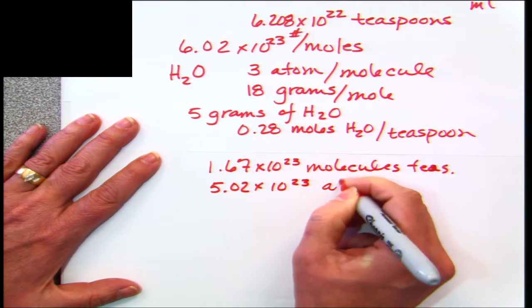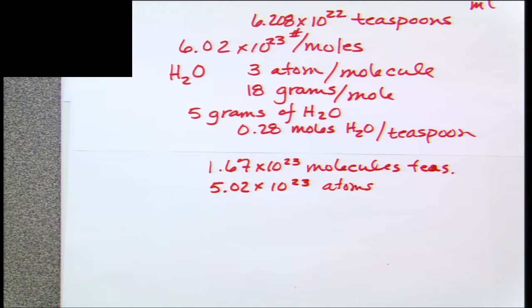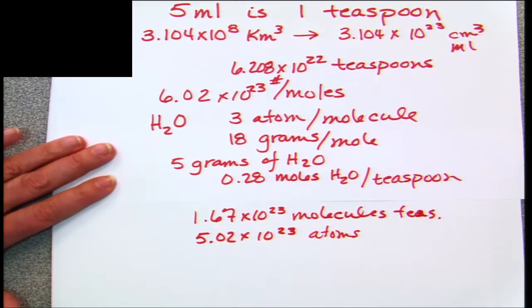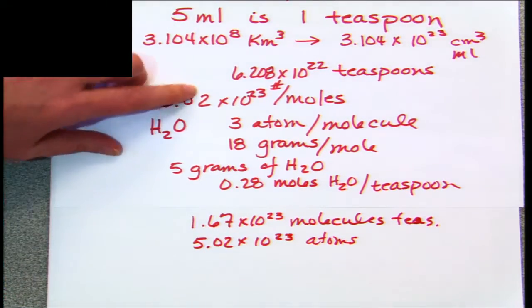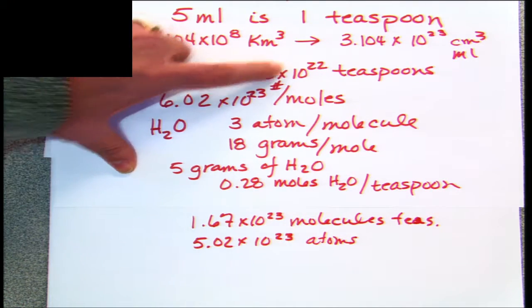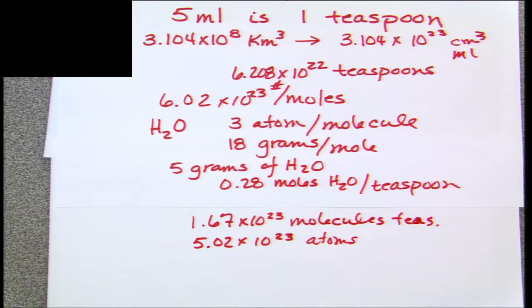If I scroll this down just a bit, it's 6.02 or 6.2 times 10 to the 22nd, versus 5.02 times 10 to the 23rd. There's an order of magnitude more atoms in a teaspoon than there are teaspoons in the Atlantic Ocean.